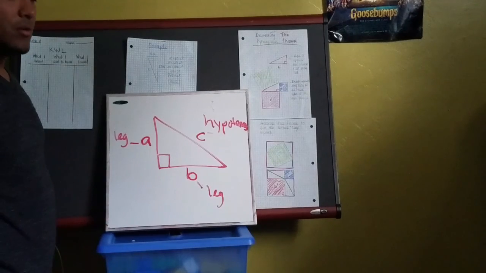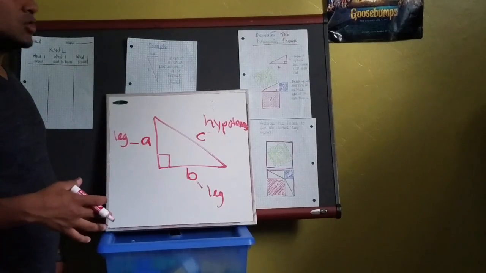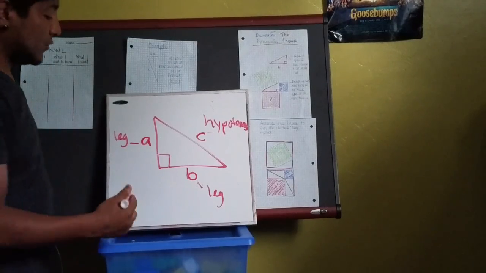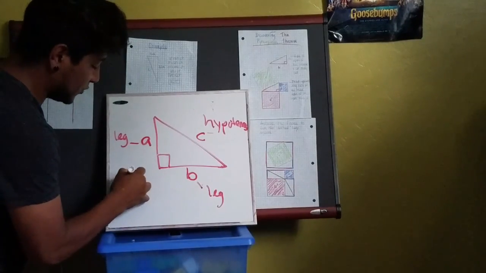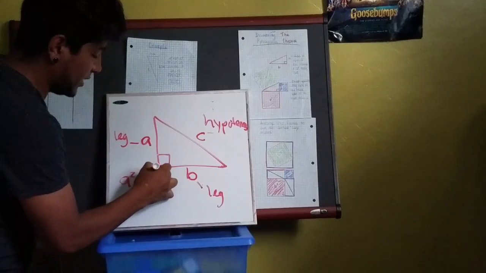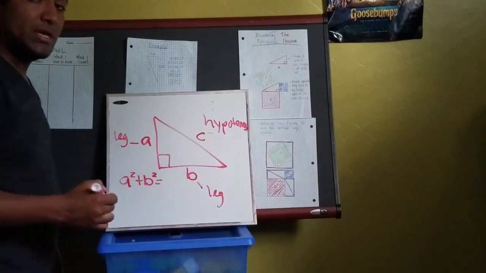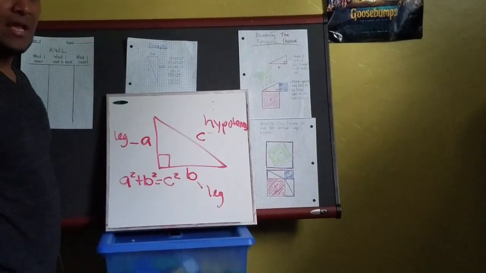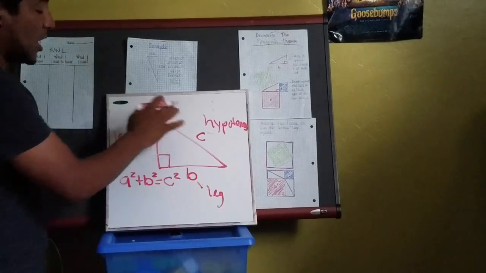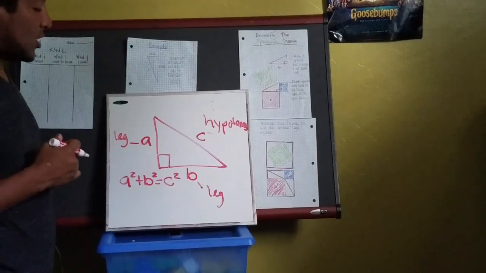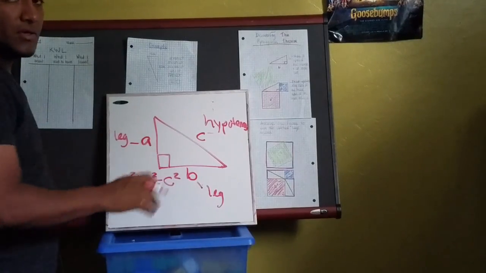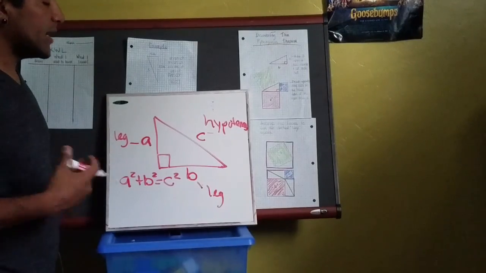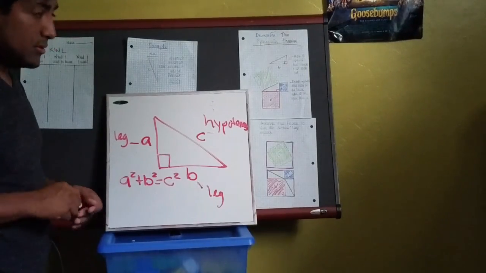That's the hypotenuse. So, in order for us to solve a right triangle, we need to know that when you have the square of A plus the square of B, it'll equal C squared. And we can use that to figure out the hypotenuse when we don't have it, or we can use it to figure out one of the legs if we're provided with the hypotenuse and one of the legs.